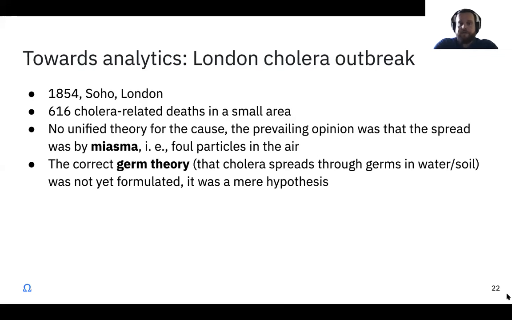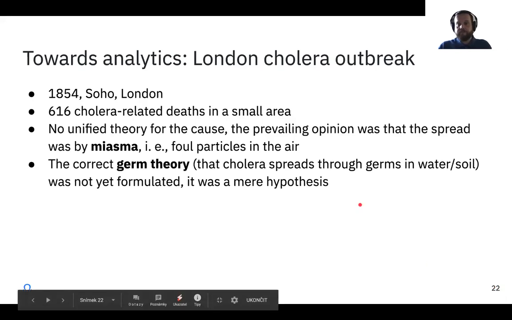There was no unified theory for the cause. So why did this happen? The prevailing opinion was that the disease spread by miasma, which means foul particles in the air, that they were hanging in the air, and whoever breathed the air got sick. The correct theory is actually the germ theory, that cholera spreads through germs in water and soil, but that had not yet been formulated. It was a mere hypothesis, and the powers that be in the municipal government were operating with the miasma theory.